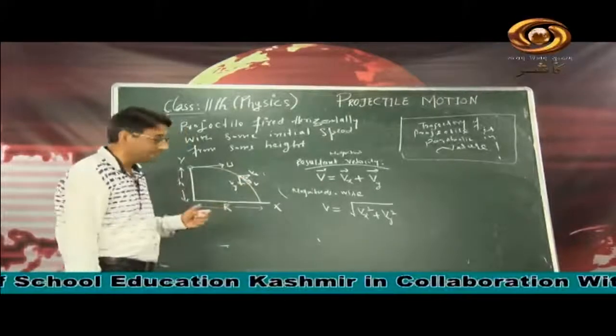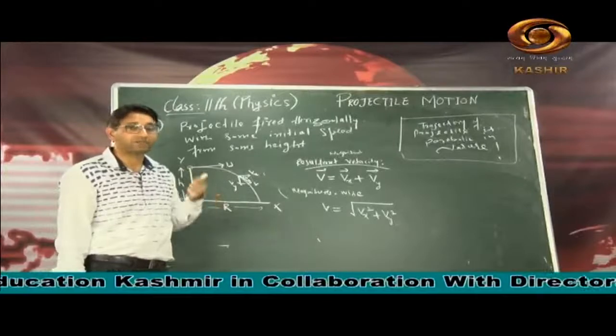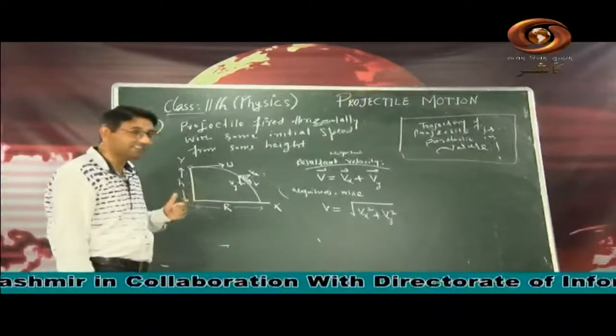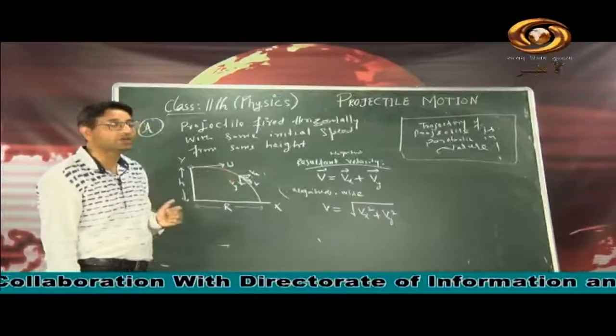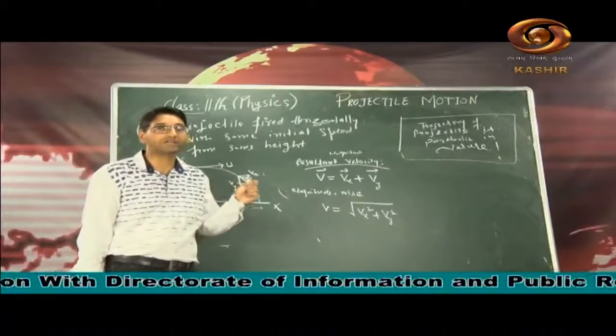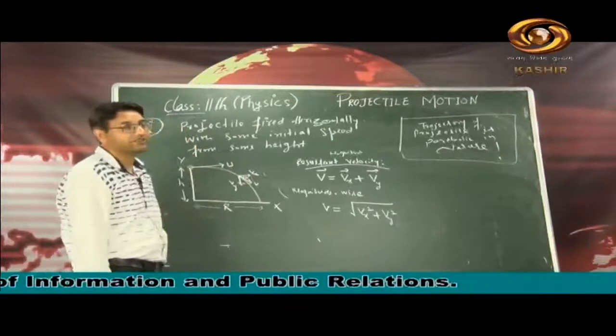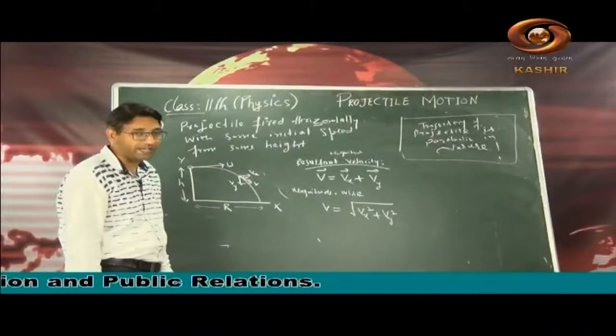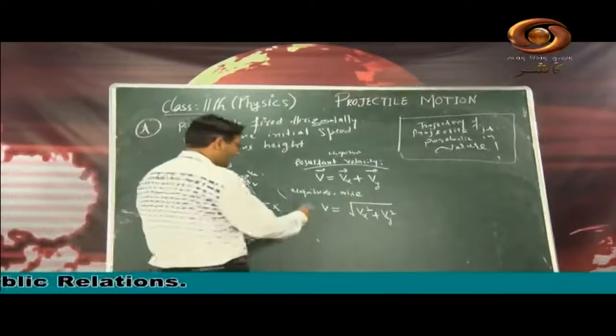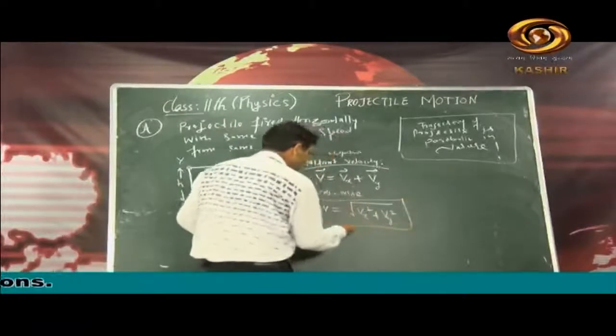If the angle is 90 degrees, it's not a triangle, we can say a square plus b square plus 2ab cos theta, because theta becomes 90 degrees and the third term becomes 0. We are left with v is equal to under root of a square plus b square, but in place of a here we have vx, and in place of b we have vy. So v is equal to under root of vx square plus vy square. This will be the resultant velocity.